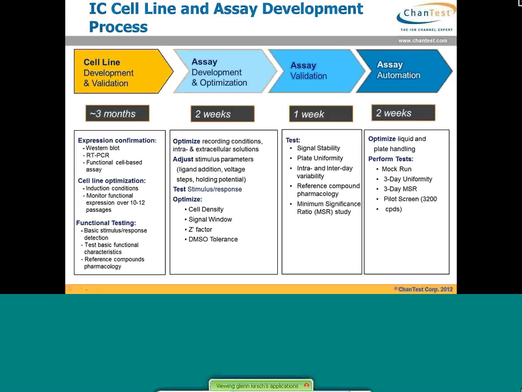Then moving into the assay development stage, what we eventually want is an assay that's suitable for automation and medium throughput studies, either in screening mode or profiling mode. I'll be talking about some of the general results we have in this process of early stage development and validation. In the early stage, we optimize recording conditions, adjust stimulus parameters, and test stimulus response. We look at things such as the signal window, the key prime, and the DMSO tolerance. In the assay validation stage, we look more closely at plate uniformity, stability of the signal, variability within days and between runs on different days, and some reference pharmacology.